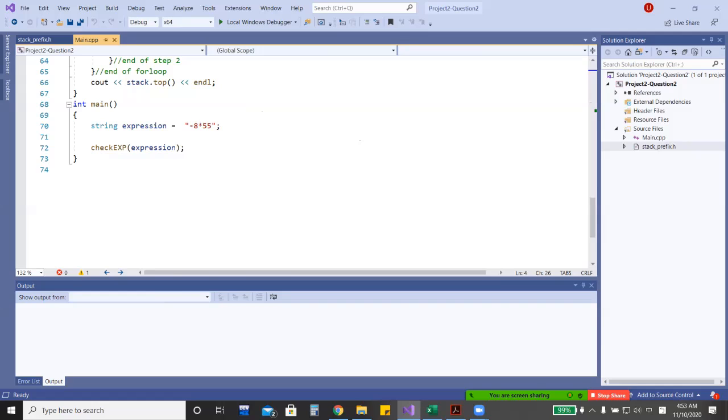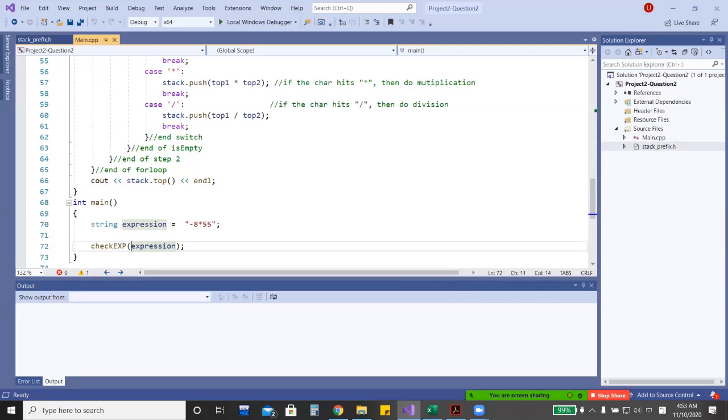I'm not going to use fstream to open a file. I'm just going to give an expression to the computer. Then the computer will check if my expression is okay, and if it is okay, it will give me the value of this expression. So I have the expression, which is negative sign, a, star sign, 5 here. Then I put this expression as a string type into the check exp function. Let us check what the check exp function does.